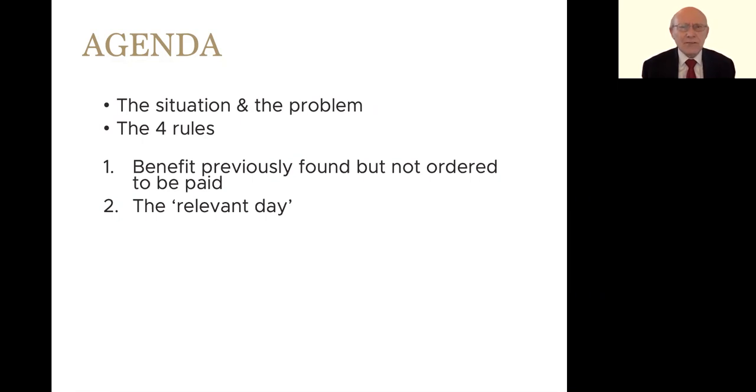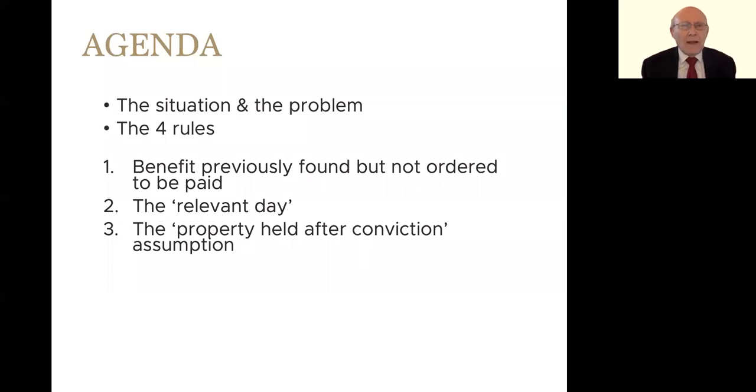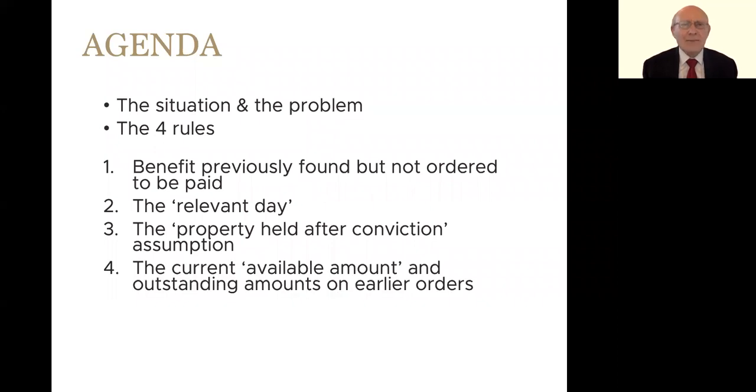Second, the implications for the relevant day, so-called, under the statutory assumptions. Thirdly, the property held after conviction assumption. And fourthly, we're going to talk about the current available amount and the implications for that of outstanding amounts on earlier orders. We're assuming here, for the first part at least, that this individual has been subject previously to a criminal lifestyle confiscation order, and is now again subject to a criminal lifestyle confiscation order.